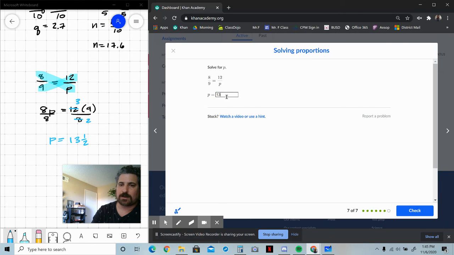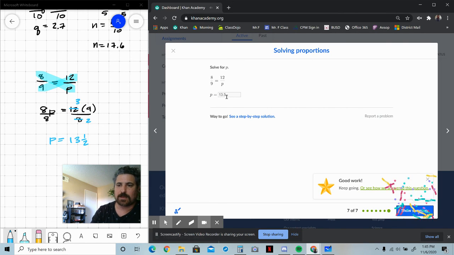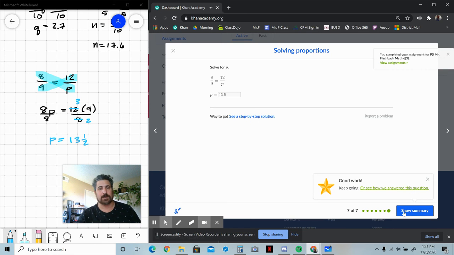Let me put that in again. And that would be how you do it. And that's how you solve proportions. Use a cross product. Make your life easy.